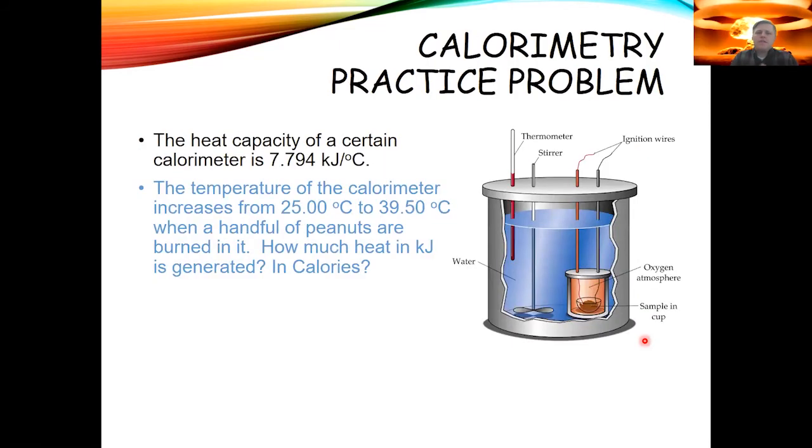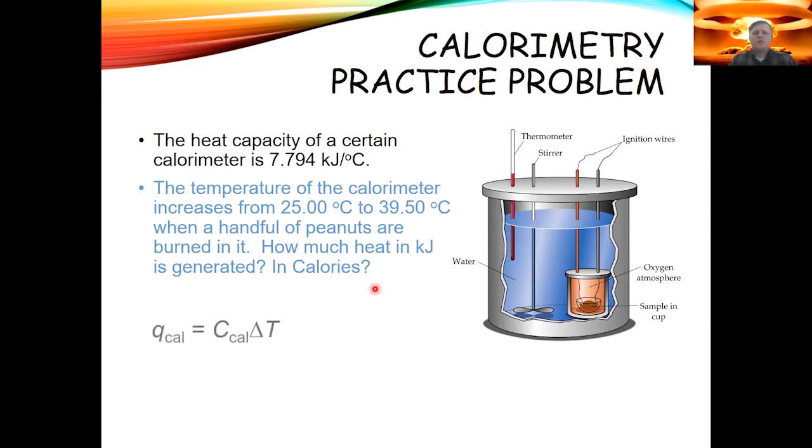All right, now let's keep going with this. Let's just keep practicing these calorimetry problems. Let's say the heat capacity of some calorimeter is 7.794 kilojoules per degree Celsius. Let's say the temperature of the calorimeter increases from 25 degrees to 39.5 degrees when a handful of peanuts are burned in it. How much heat in kilojoules is generated? And then I also want us to figure out how many in calories.